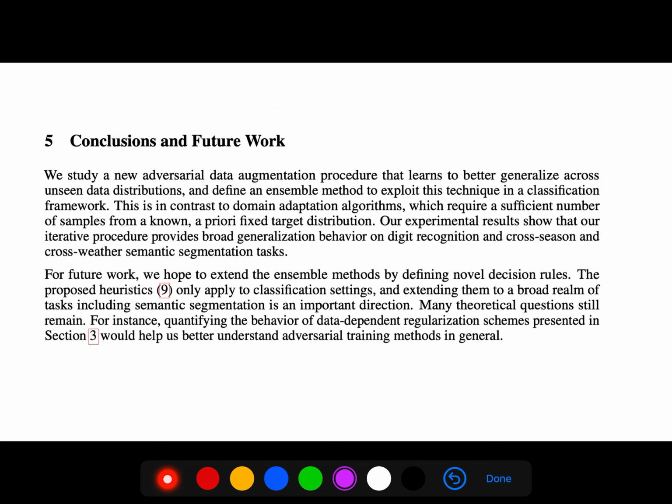And the rest of them is the conclusion and future work. We study a new adversarial method that learns to better generalize across unseen domains, and define ensemble methods to exploit this technique. This is in contrast to domain adaptation methods, which require a sufficient number of samples from a known, a priori fixed target distribution. So that's why they call it unsupervised domain generalization, because they are not even accessing the target samples. Of course, we never use the labels of the target, but we are not even using the samples themselves of the target.